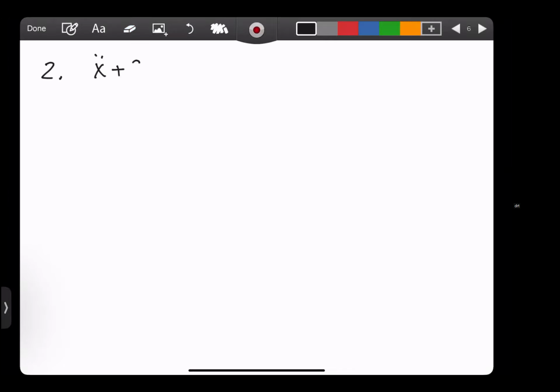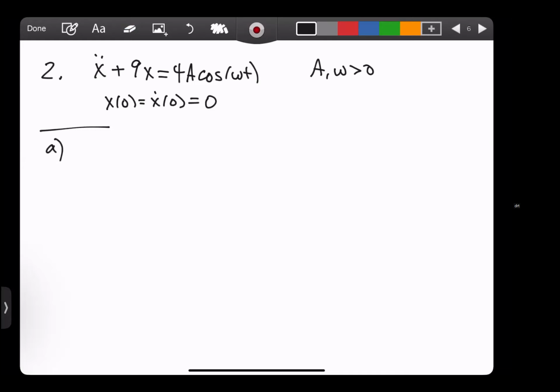We've got this non-homogeneous differential equation. We know that A and omega are positive constants. And we also have two initial conditions, that both x and its first derivative at zero are zero. So the first thing we have to do here is find the function that solves this initial value problem. So we're going to have an xh and we're going to have an xp.